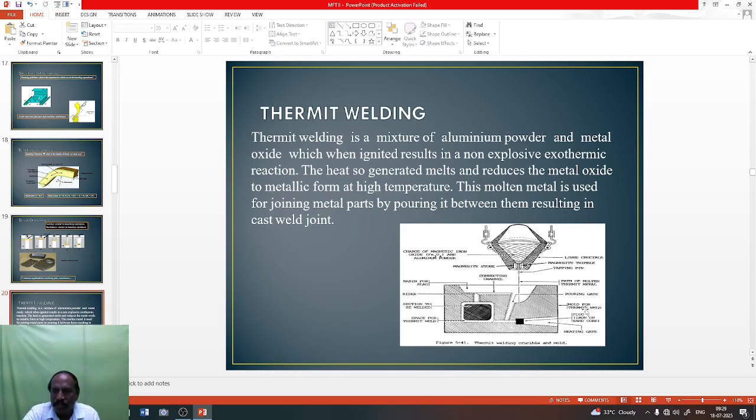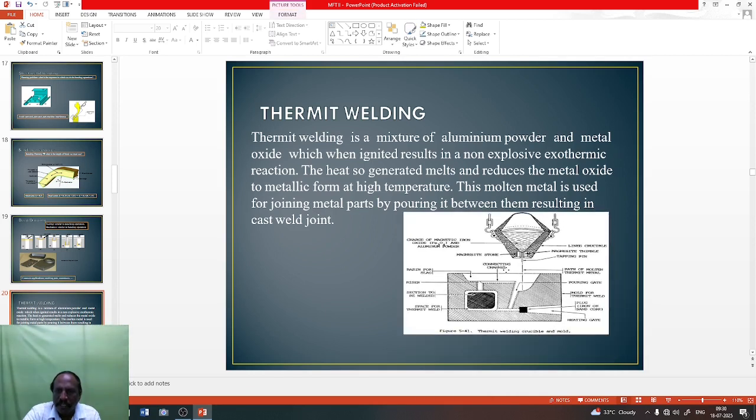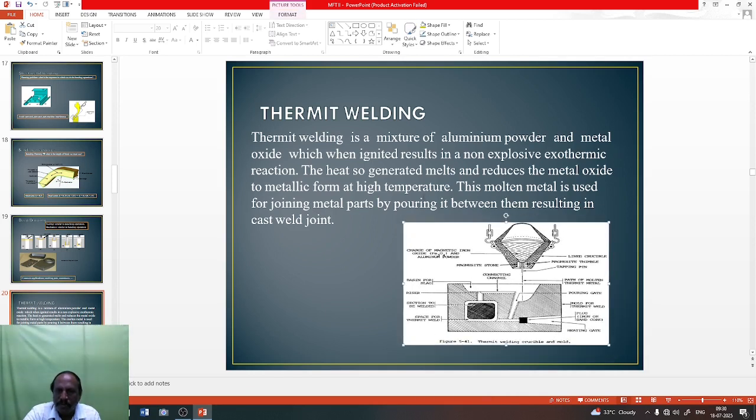Okay, mold for thermite welding, pouring, the gate path of molten metal. The lines, the charge of magnetite and scale. A magnetite stone is here. Line the crucible, the magnesite is just tapping that, and we are pouring through the gate into it, and it will give the shape of it. Okay, this molten metal is used for joining metals by pouring between them, resulting in cast welded joints. Okay, so to join cast welds, we are using this.